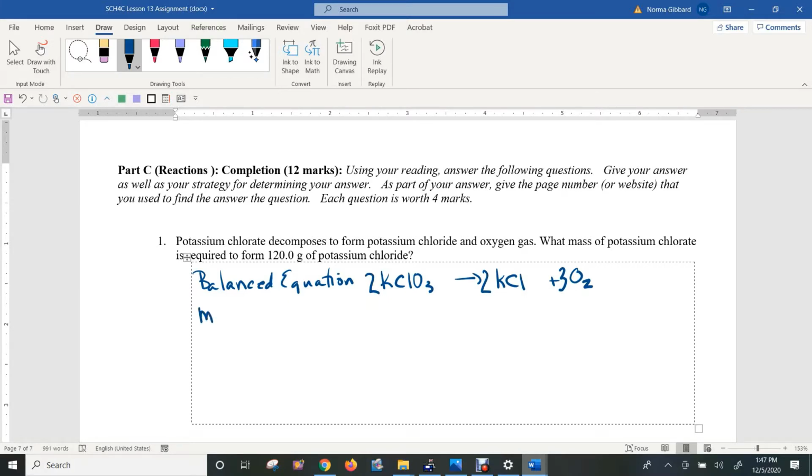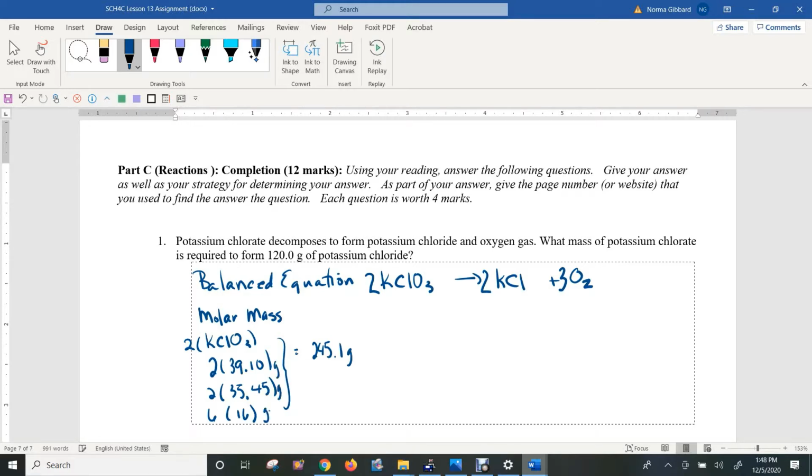So our first step is we're going to find the molar mass for each part of the equation. So we'll start with the KClO3. And we have 2 of them. So we have 2 times 39.10, 2 times 35.45, and we have 6 times 16, and that works out to be 245.1 grams.